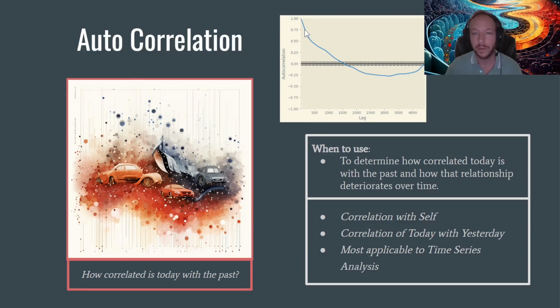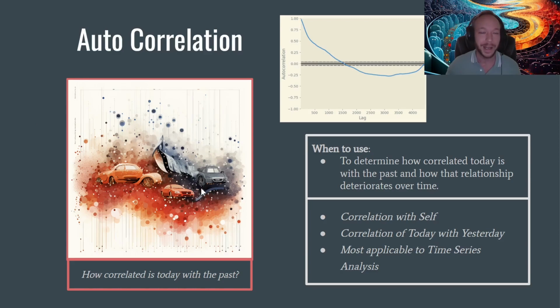is correlated with 1 day in the past, 90%, 2 days in the past, 80%, 3 days in the past, 75%. So this is really looking at how correlated today is with previous days. So it's going to be really valuable in that sense. It lets us get a good understanding of that autocorrelation, that self correlation.